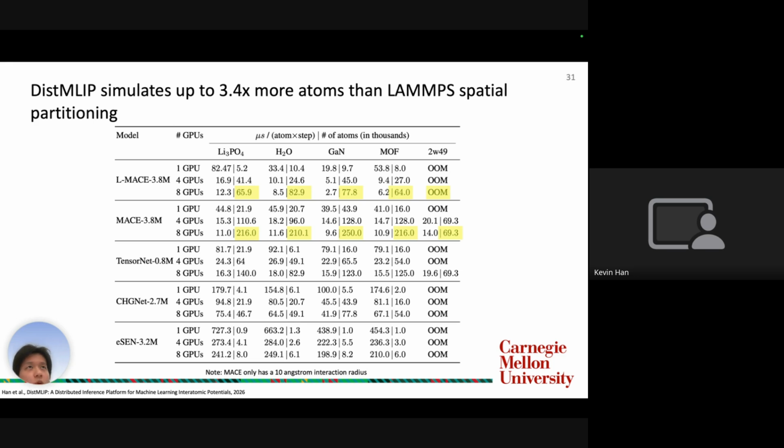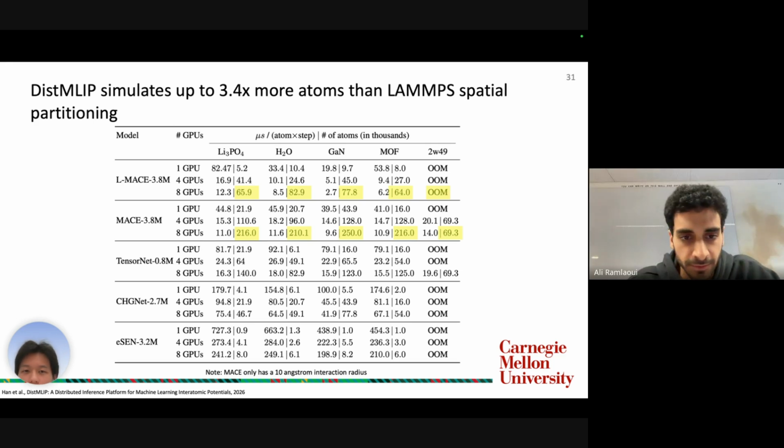I do know there is some work from the FAIR Chem group a few years ago that looked at graph partitioning. It's a somewhat similar approach to what we have here, but their primary focus is on training. If you have any questions about that, I can refer you to that paper. Yeah, that's clear. Thank you.